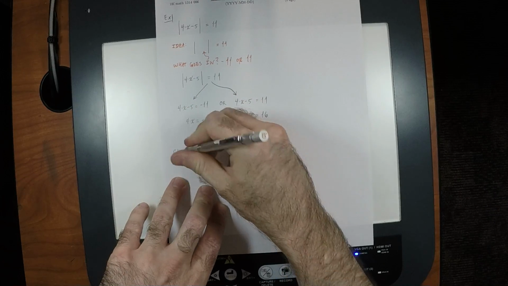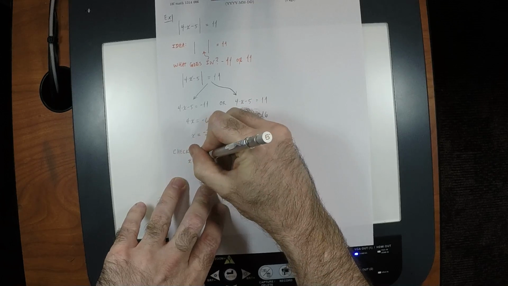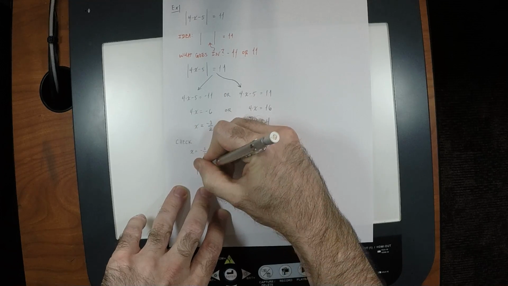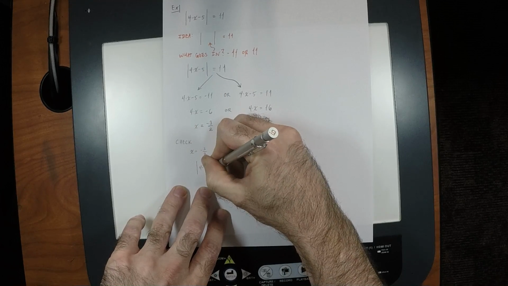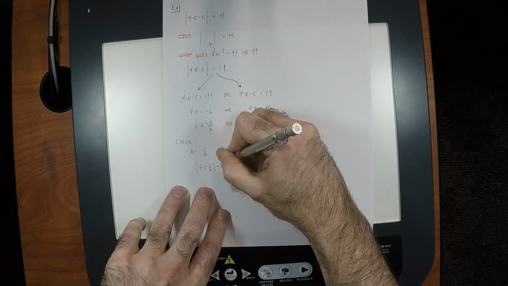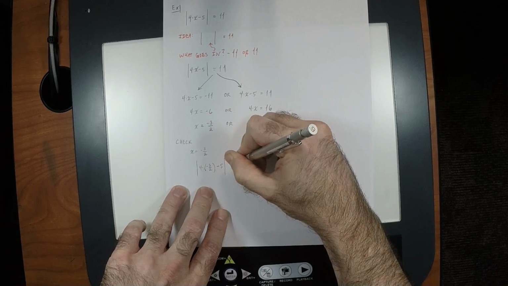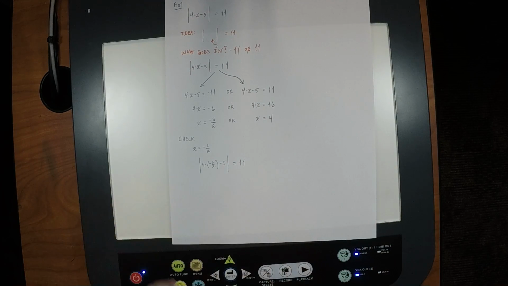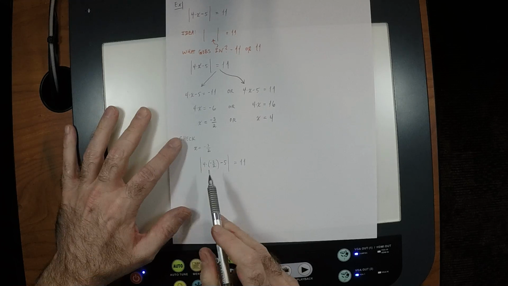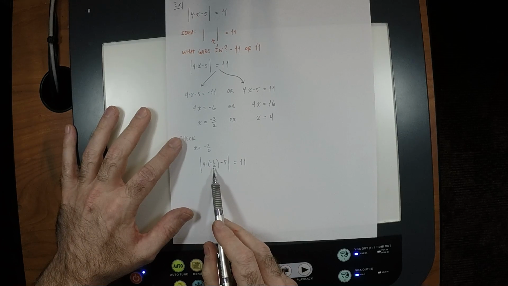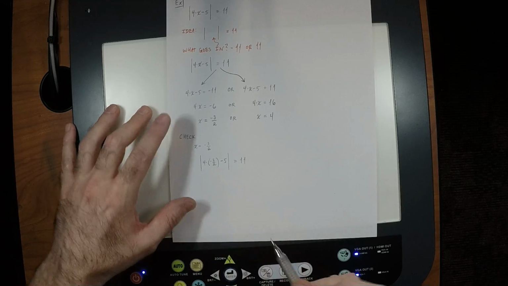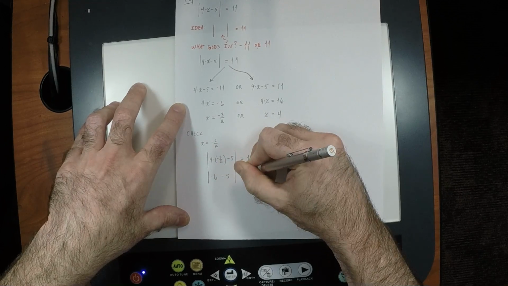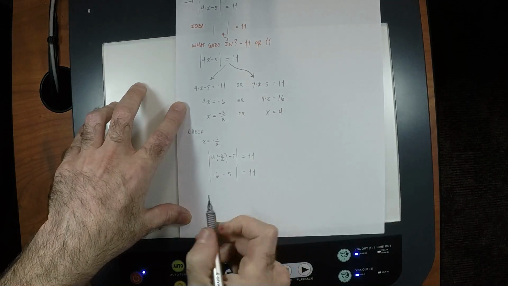So how about we check? I'll check x is negative 3/2. Plugging that in, absolute value of 4 multiplied by negative 3/2, subtract 5, equal 11. All right, so 4 multiplied by negative 3/2. If I divide by 2, that cancels a 2, so it'd be 2 multiplied by negative 3, which is negative 6. So negative 6 minus 5, absolute value, equal 11. And that's negative 11.